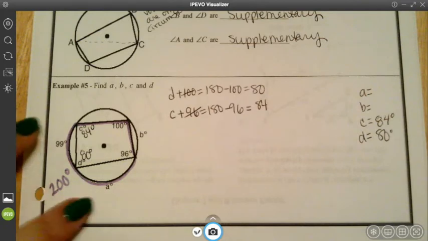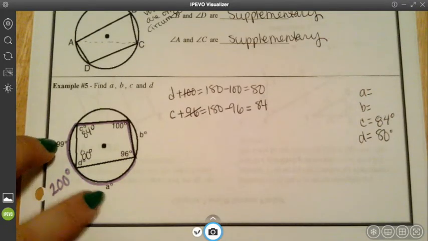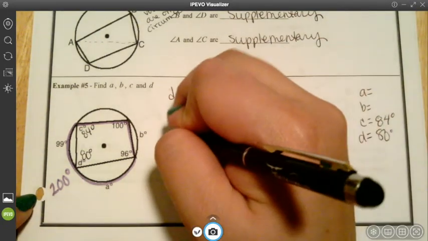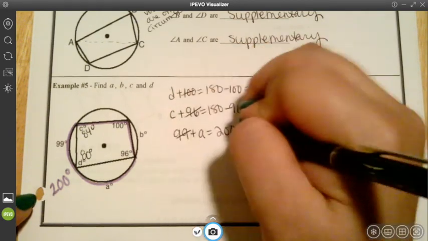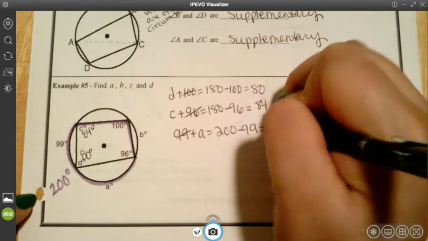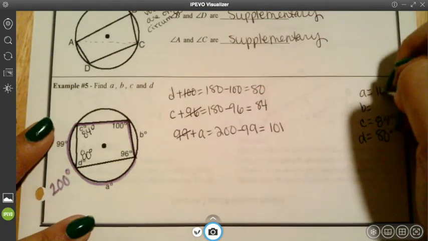And that tells me that if I add up my two arcs here, it should be 200 degrees. So 99 plus A equals 200, minus 99 is 101. A is 101 degrees.